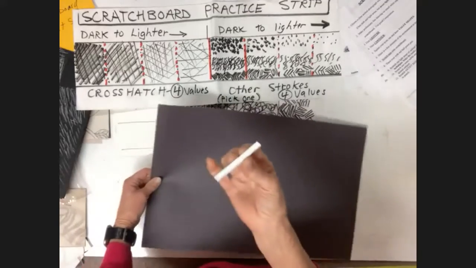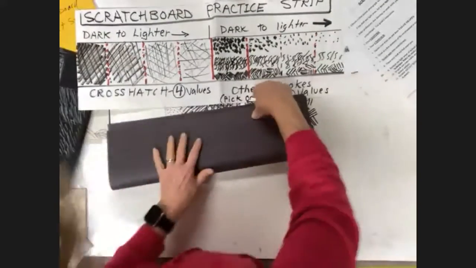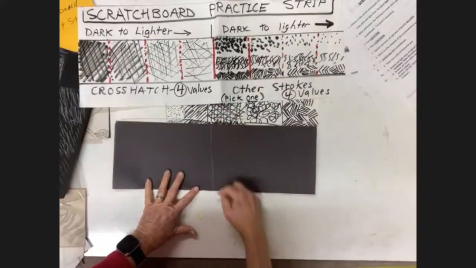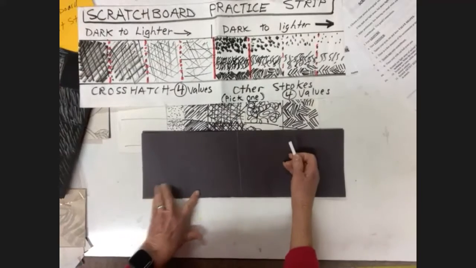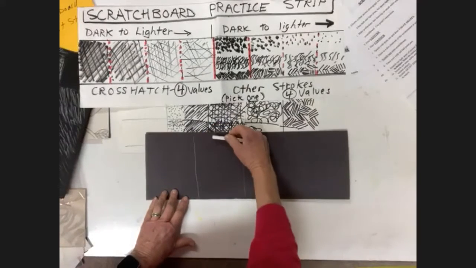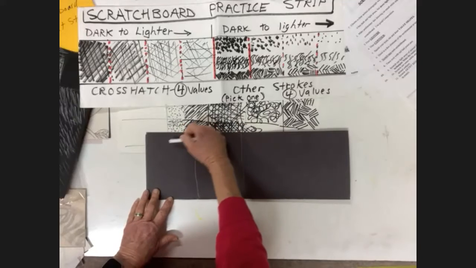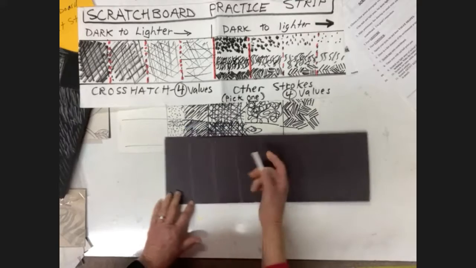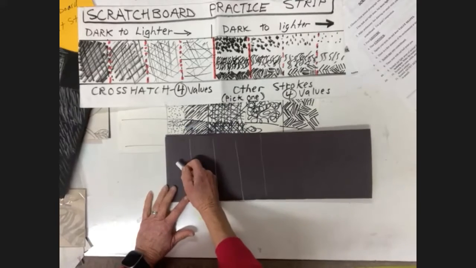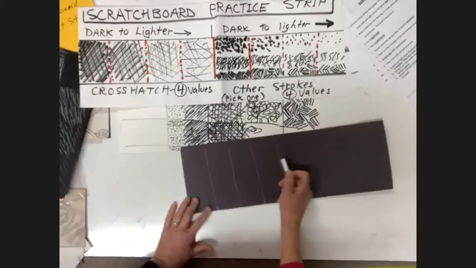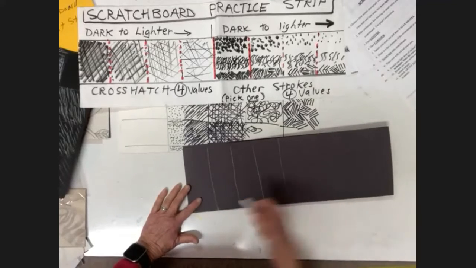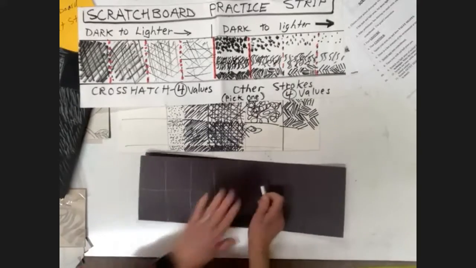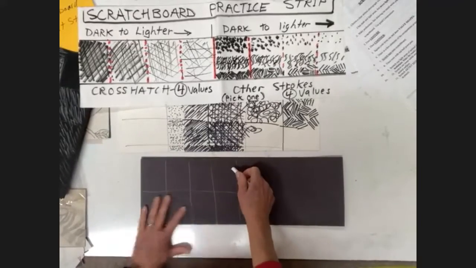Okay, I got a big white chalk because this is a big piece of paper here. So pretend this is your practice strip. And you know, just kind of divide it in half, and maybe divide each half in fourths. So you have 4 different little sections to practice. So you can say this is going to be the darkest right here to the lightest. And I'm going to start with cross hatching. So on the lightest, you know, actually it might be better to start over here with the darkest.